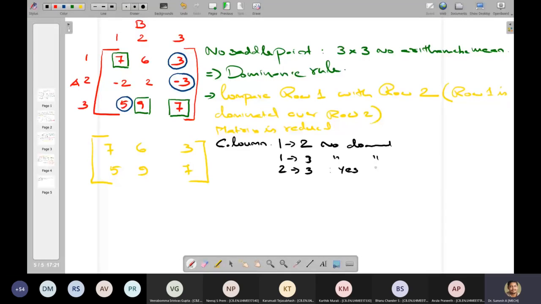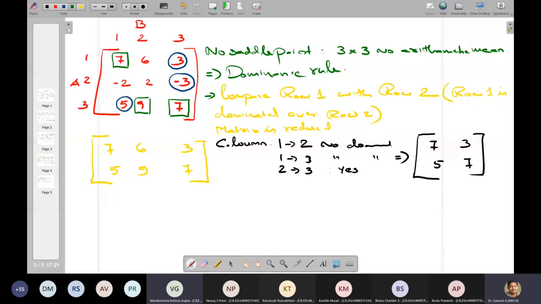So which one will you select, 6, 9 or 3, 7? We will remove 6, 9. We have to select the lowest one in the column-wise strategies. So now your new matrix will be 7, 5 and 3, 7. Now the matrix is reduced from a 3 by 3 to a 2 by 2.